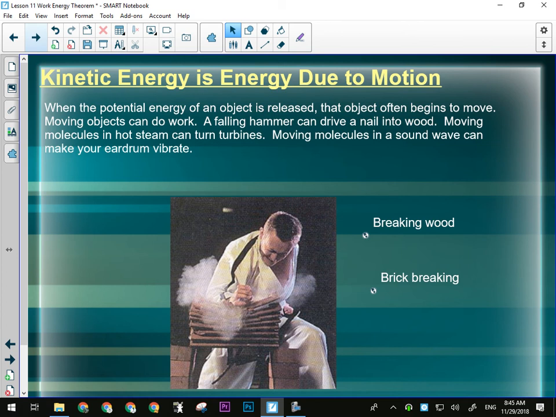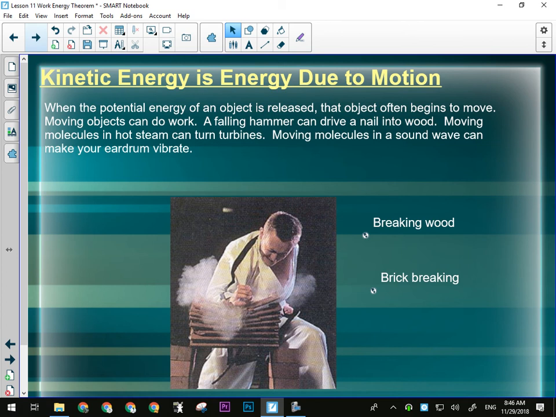Speaking of bricks and stuff like that, I'm going to show you a couple of videos of people using kinetic energy to do work, to break stuff, because it's kind of cool. First off, there must be a martial arts club somewhere in China, and they're just demonstrating all their ability to break boards. Some of it is rather impressive. Some of it is more difficult to watch.